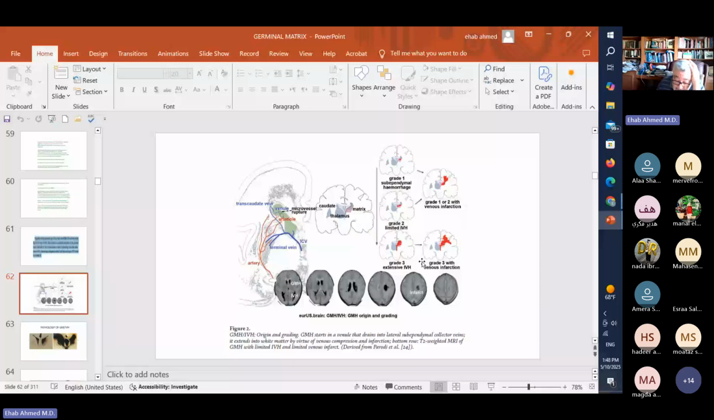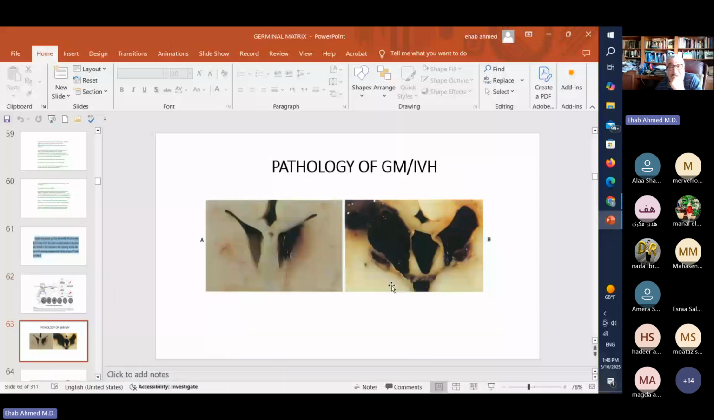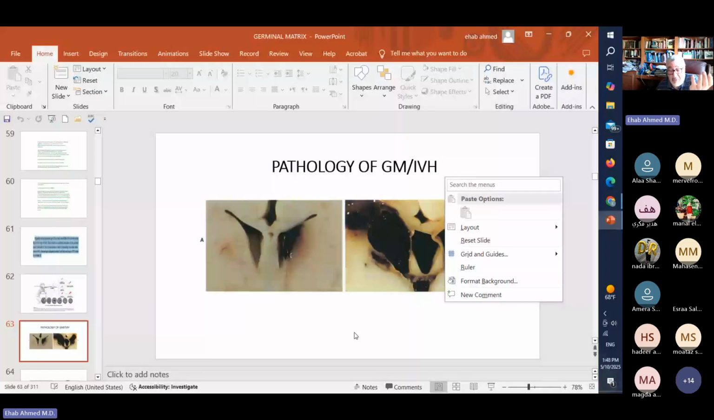This study was done in 1988, and this is the only study I found about the pathological change that we can see in GM-IVH. And they divide it into 7 stages.